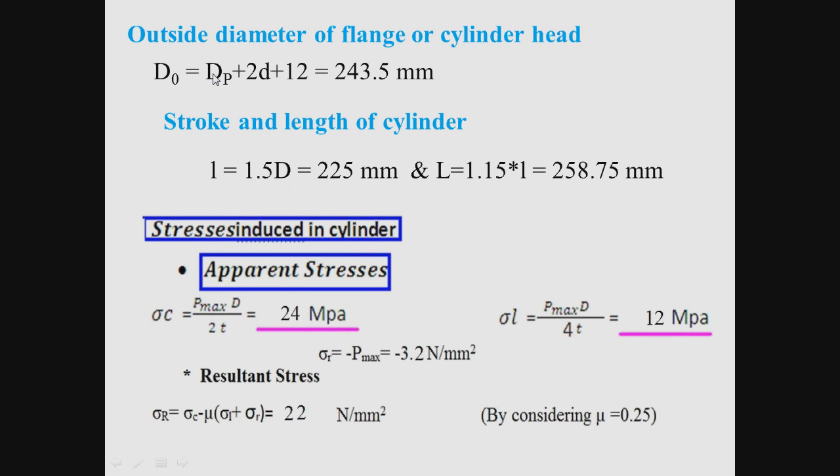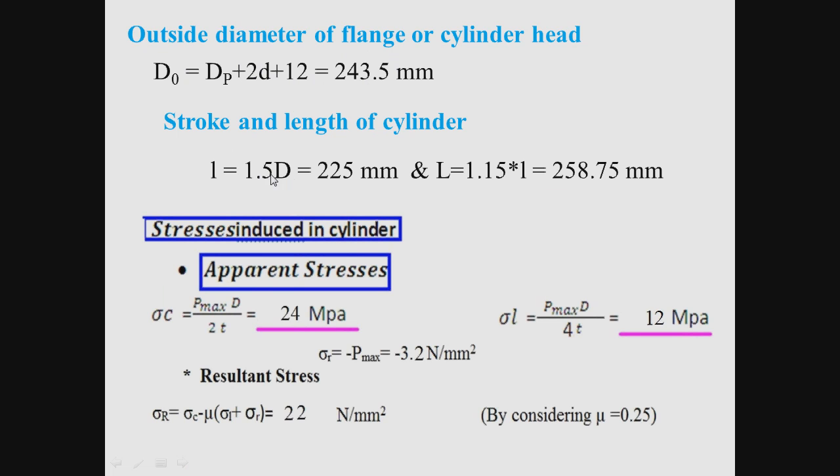Next is outside diameter of flange or cylinder's edge. It is given by d naught is equal to dp plus 2d plus 12. Here dp is the pitch circle diameter of studs, and small d is the nominal diameter, plus 12. If you substitute all the values, you will get 243.5 mm.